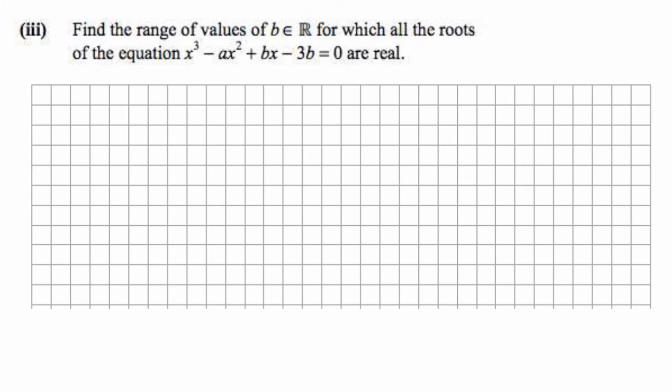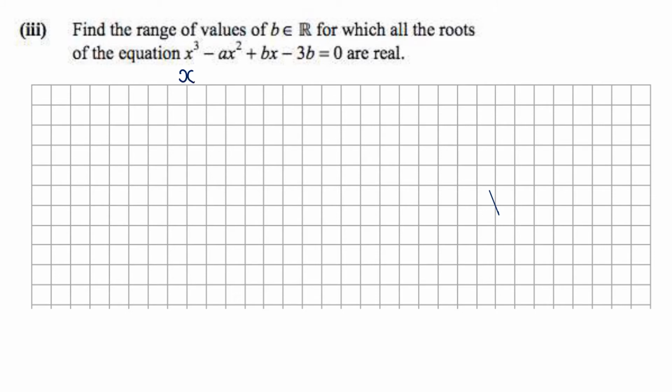So the last part of this question says find the range of values of b for which all the roots of the equation are real. So we don't know what b is. We're not even going to be able to work out b. You can try. We know what a is, and we know that x minus 3 is a factor, so x equals 3 is a root, so we can sub in 3. But when you do that, you'll notice everything cancels and we don't actually get anywhere.